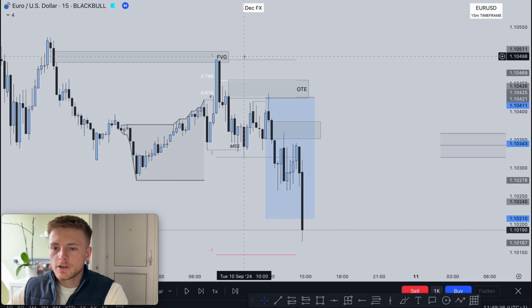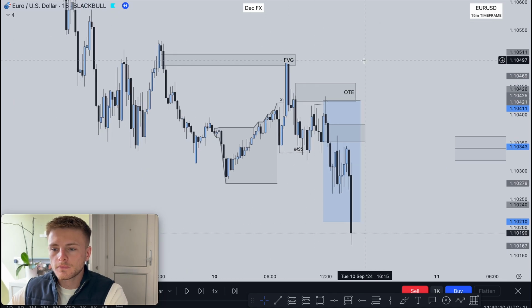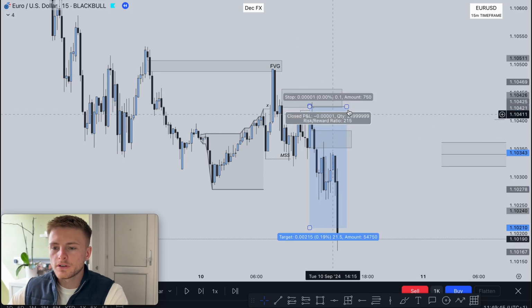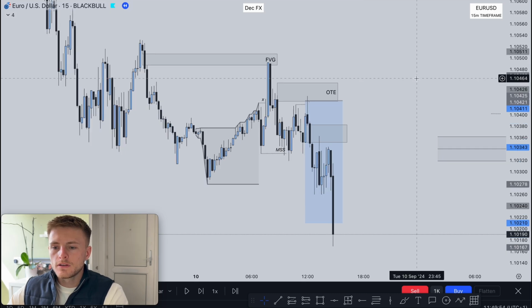So yeah, that was the trade. That was the reasoning for taking this trade. On the higher time frames, we was bearish as well, so just another confluence to add to the reason for selling. So yeah, another nice trade on EU.